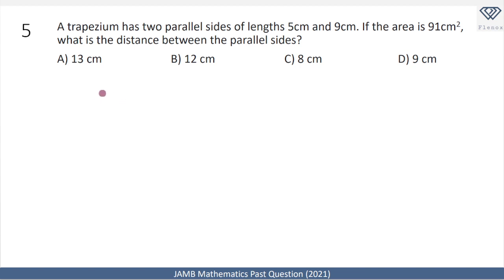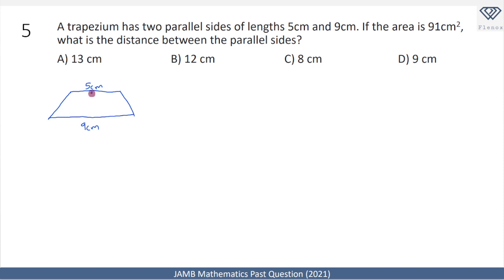So you know what a trapezium is. The general shape of a trapezium has 2 parallel sides. This is the first side, then you have the other side. There are 2 parallel sides, and this is generally what we call a trapezium. Now we're told that the shorter length is 5 cm, and the longer length is 9 cm. Now we're told to find the distance between the parallel sides.